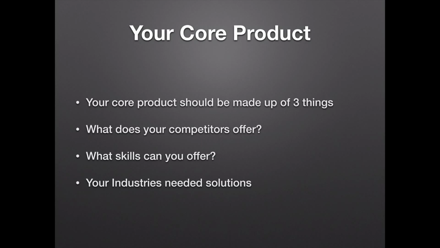Your core product should be made up of three things. What does your competitor offer? What skills can you offer? Your industry's needed solutions. You want to think about all these things right here, guys. These are some really, really important deals. What does your competitor offer? What skills can you offer? And the needs that your industry has.